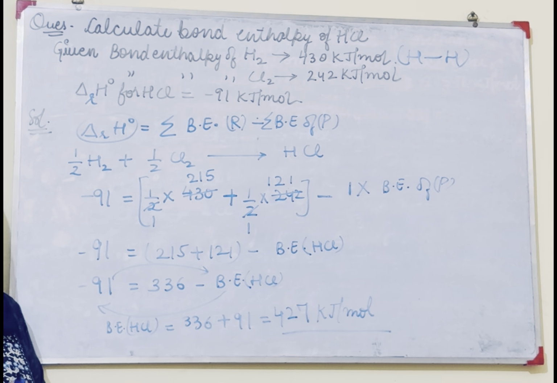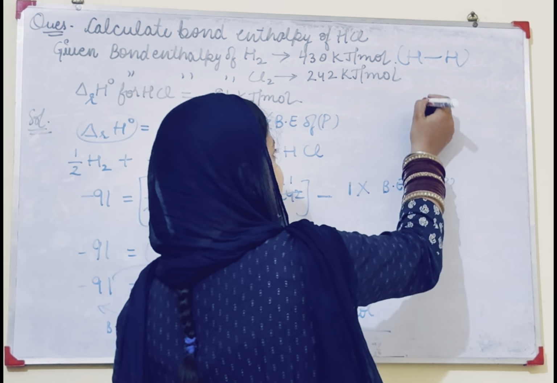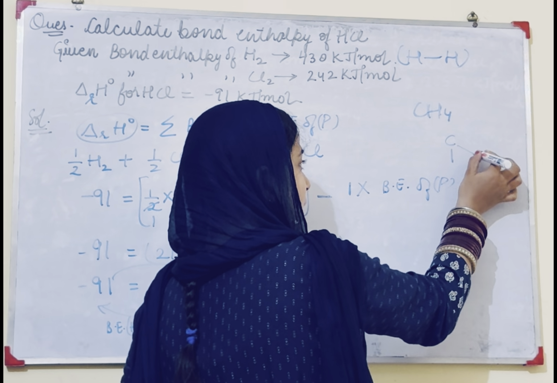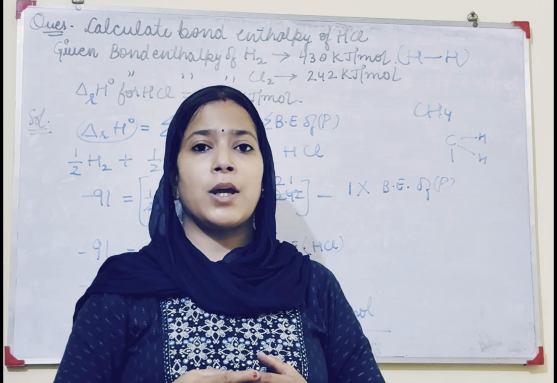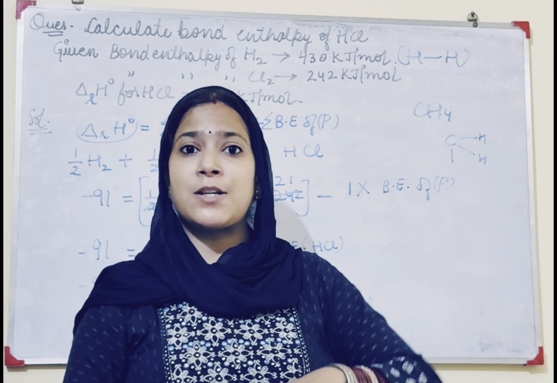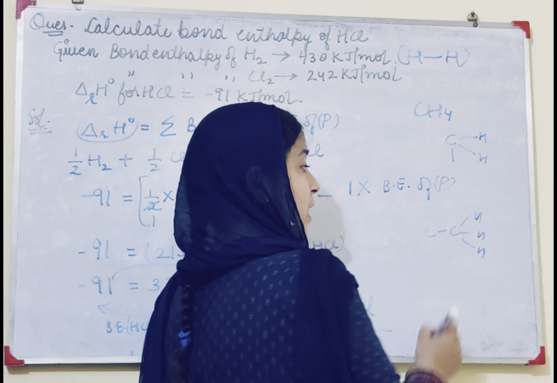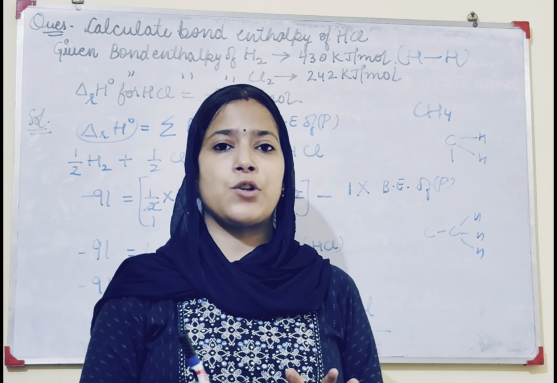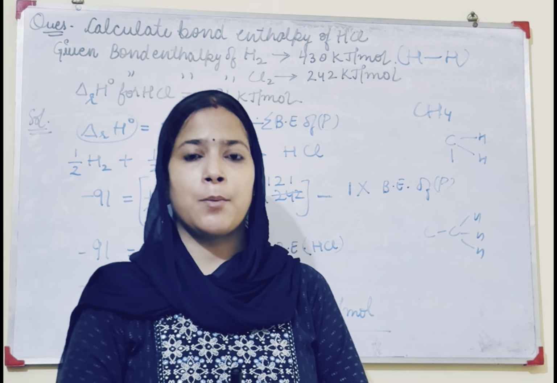So in this way you can calculate the bond enthalpy. Remember one thing, if we talk about CH4, here we consider the enthalpies of every CH bond is different. So in every case, the CH bond enthalpy is different. If we talk about ethane, here the bond enthalpy of CH is different. So it is according to the question you have to apply. So this is all about the numericals related to thermochemistry.